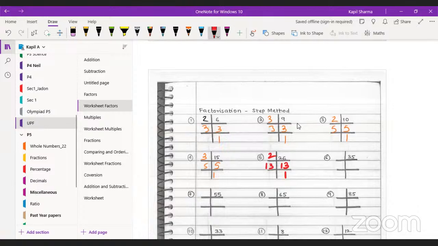Yes, good, Swastik. Others are not responding. Guys, please respond. Revarth, 35. Okay, 5 times 7, then 7 times 1. Then we have 55. So 5 times 11, then 11 times 1. Then there is this 65. So 65 is divisible by 5, 13 and then 1.